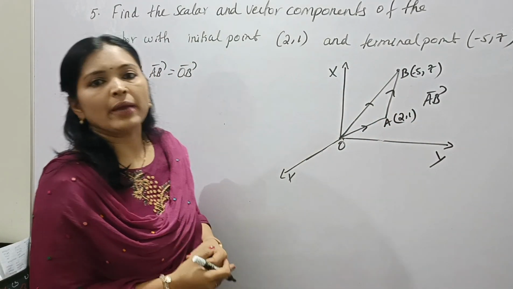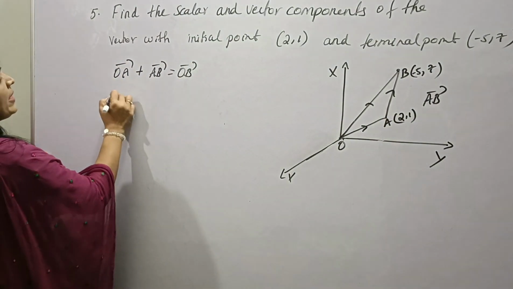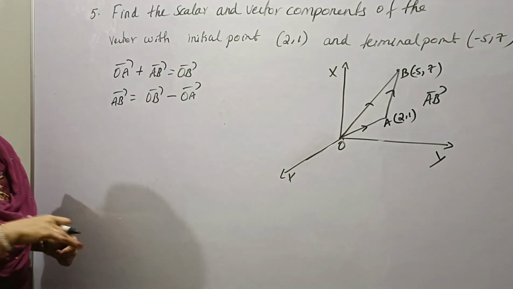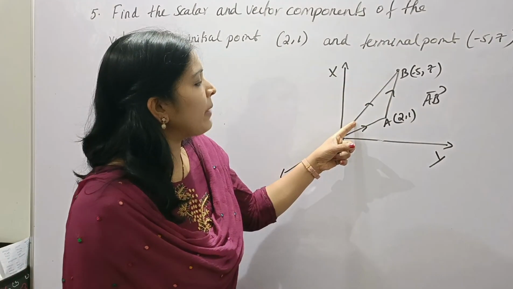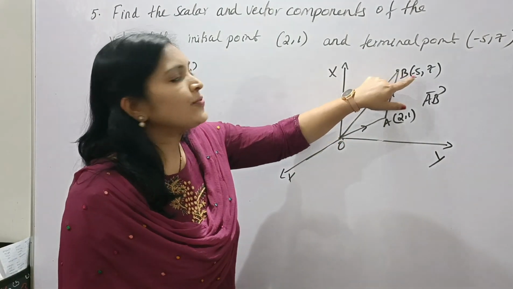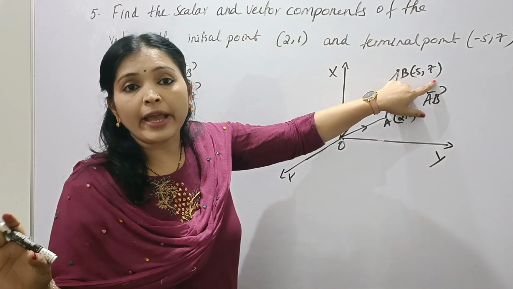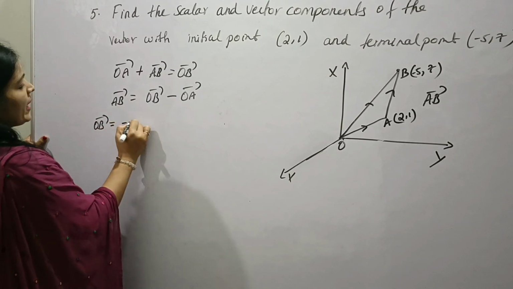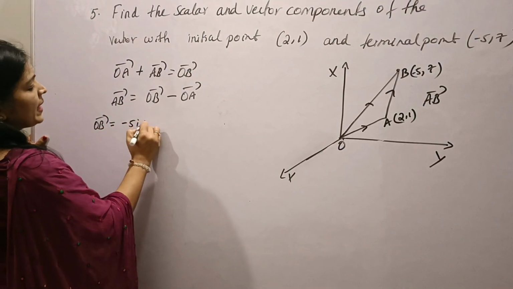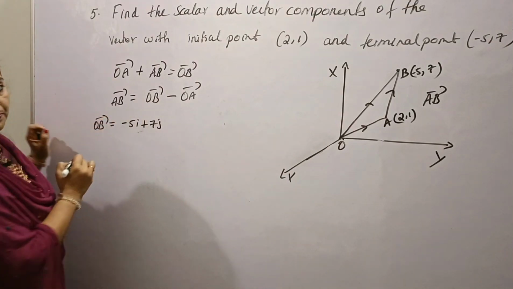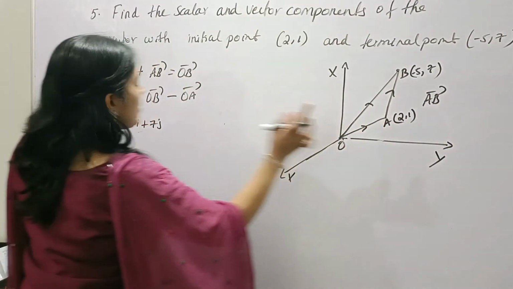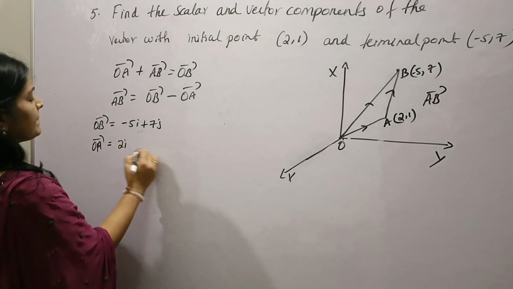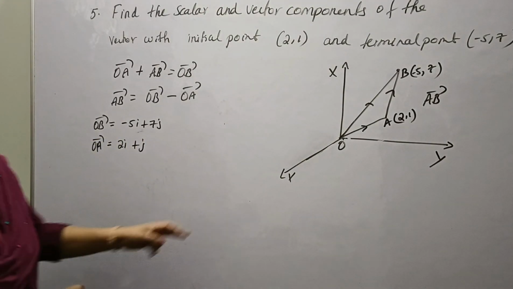We have to find vector AB, that is, vector AB is equal to vector OB minus vector OA. So, what is vector OB? Here it is the origin, so vector OB is minus 5i plus 7j. There is no k component. And what is vector OA? Vector OA is 2i plus j.